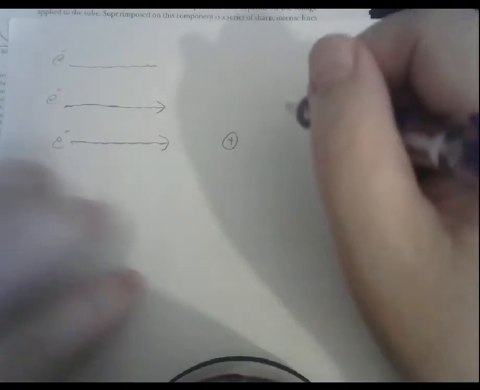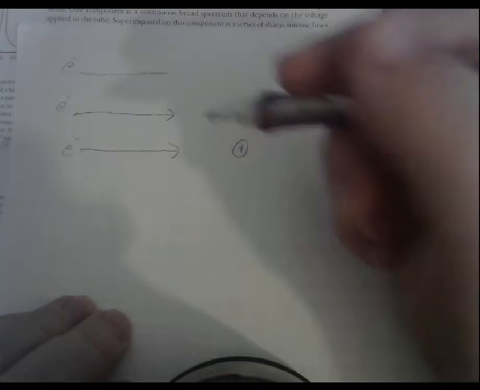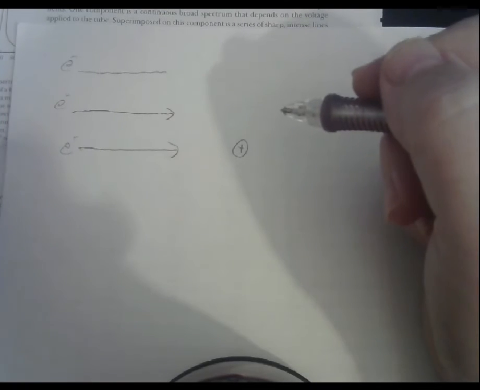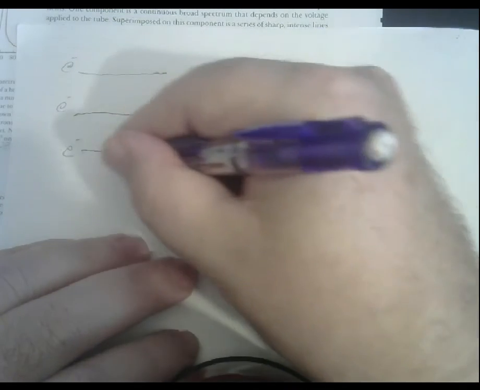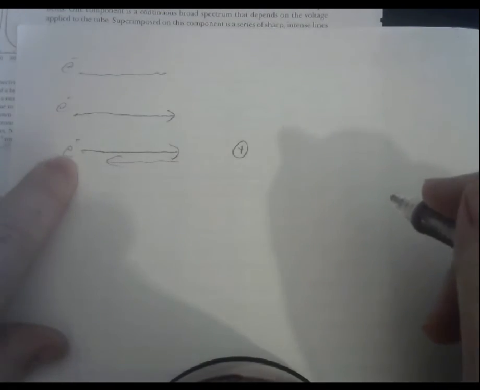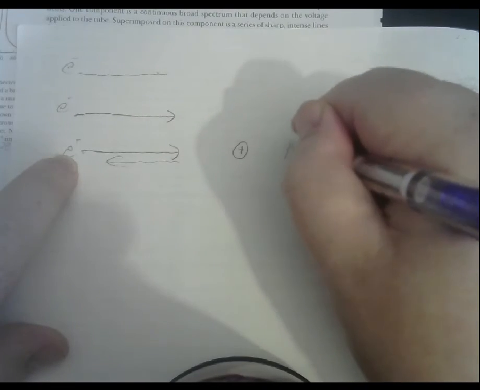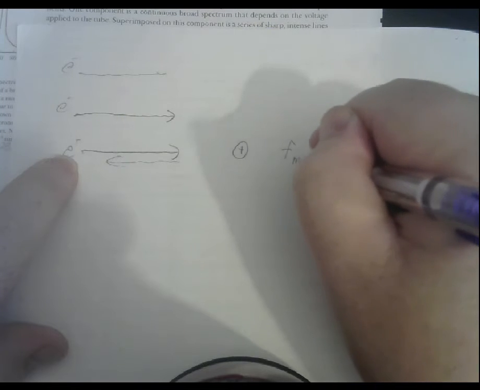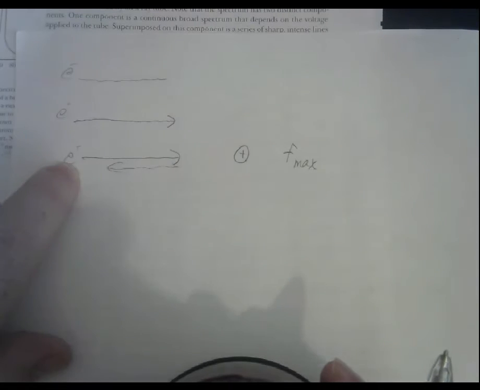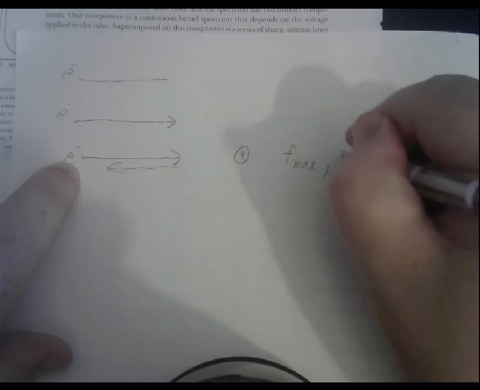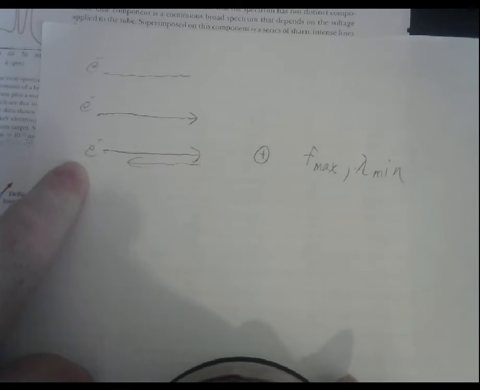What happens is that this electron either stops completely or maybe bounces, but its change is going to create the highest frequency of Bremsstrahlung radiation, or the lowest wavelength of Bremsstrahlung radiation.